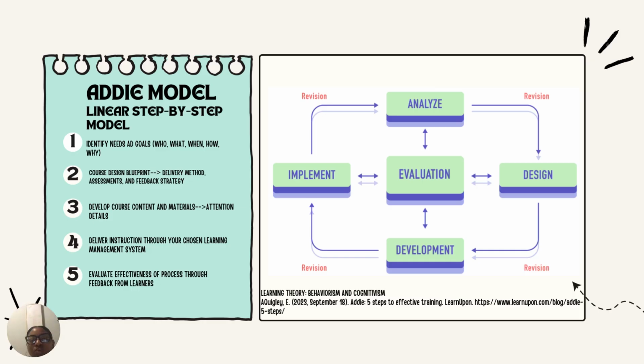I have on the slide that it is linear, meaning you have to go through the step by step process. However, it does lend itself to being able to go in between and revise. It's flexible enough for you to go back and revise as needed. So this model again is step by step, and it's step by step because you have to make sure that everything is aligned from the beginning to the end. And it is rooted in the learning theories of behaviorism and cognitivism.